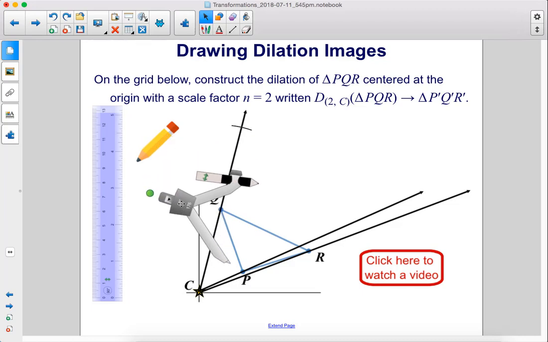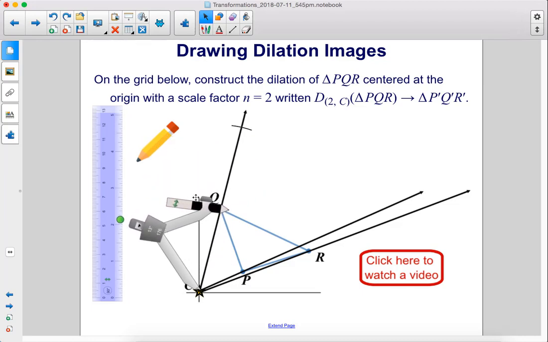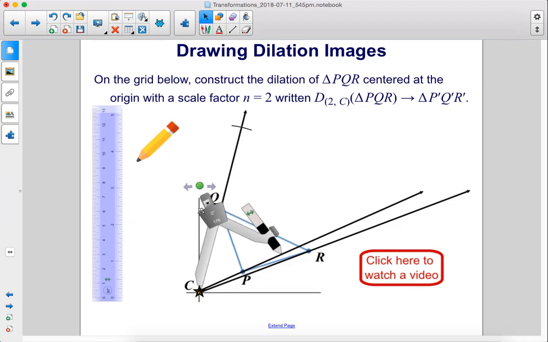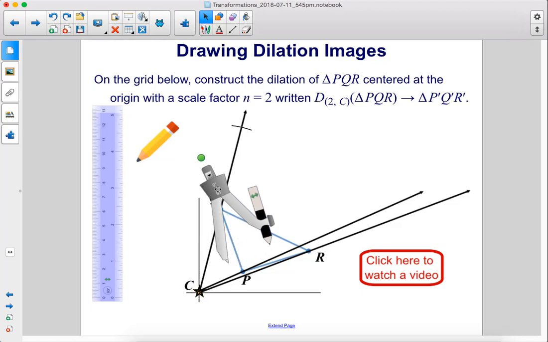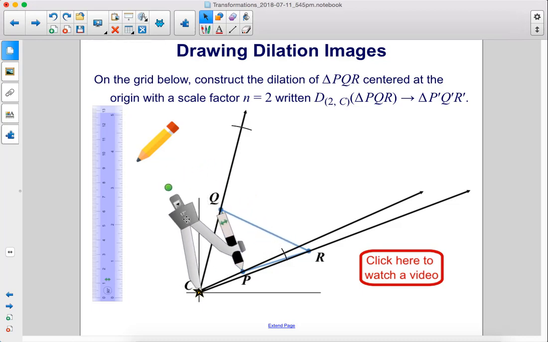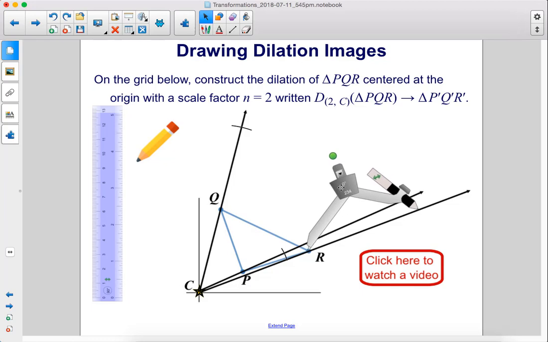Now I'll do that same thing to the other 2 points. All right, there we go. That's the distance between C and P. So I'll pick this up, place it down on P, and draw an arc. Now place this back on the origin and tilt it towards R. All right, and stretch it out to R. Pick it up, place it down on R, and draw an arc.